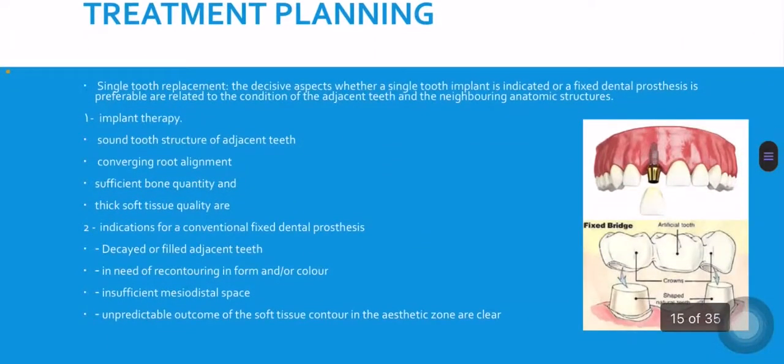Now, treatment planning. For treating a single tooth, we have to assess whether this single missing tooth needs an implant or needs a crown or a bridge. It is preferable to put an implant if the adjacent teeth are sound and there is sufficient bone and soft tissue. It is not preferable to put an implant, and preferable to put a bridge, if the adjacent teeth are carious and need recontouring and there is not sufficient bone or soft tissue.